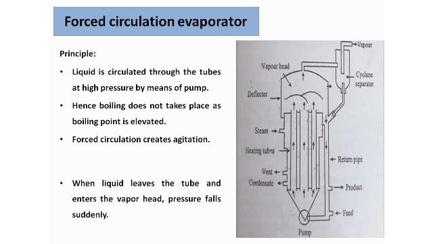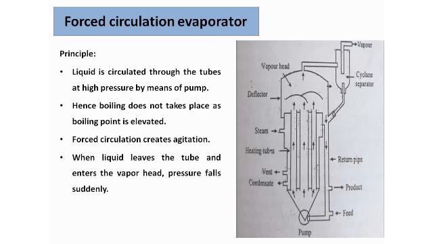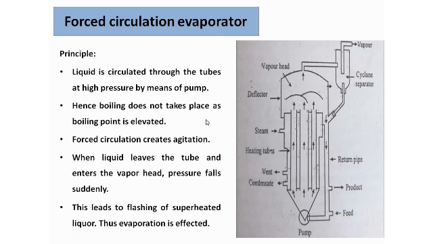process of evaporation, right? So when this liquid leaves the tubes and enters the vapor head, known as the vapor head, the pressure falls suddenly, because this area is larger as compared to this area. Now this sudden decrease of the pressure leads to flashing of the superheated liquid. So here flashing of the superheated liquid takes place, and thus evaporation is effected.